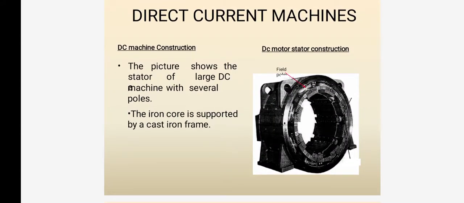This is the cross-sectional area of the DC machine construction. The picture shows the stator of a large machine with several poles. The iron core is supported by a cast iron frame. You can see the poles, and the outer ring is generally called the iron frame.